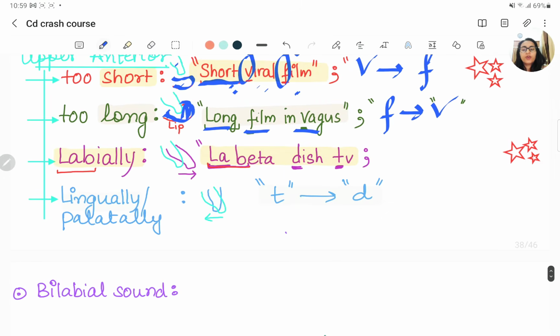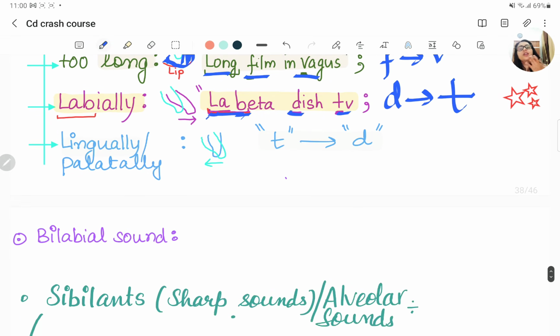If the teeth are too labially or anteriorly arranged, that means the upper anterior teeth are more forward. Then you can remember "la beta dish TV". La beta means labially, that means they are more anteriorly placed. In that case D will be pronounced as T. If the upper anterior teeth are placed more posteriorly, palatally or lingually, then T will be pronounced as D.